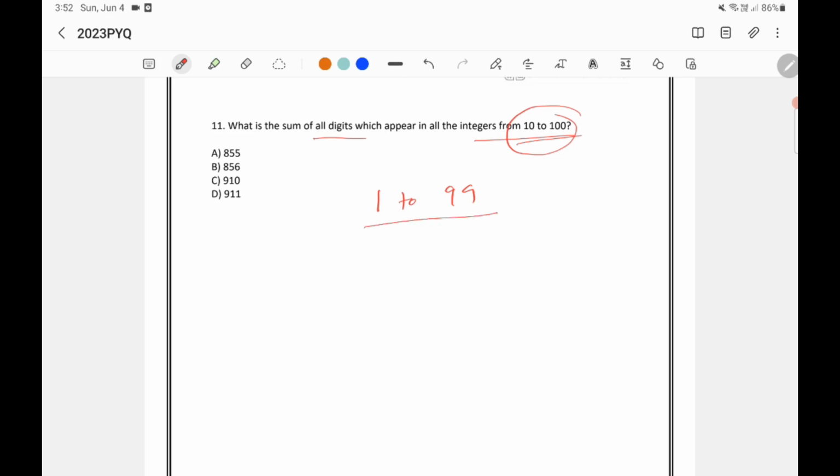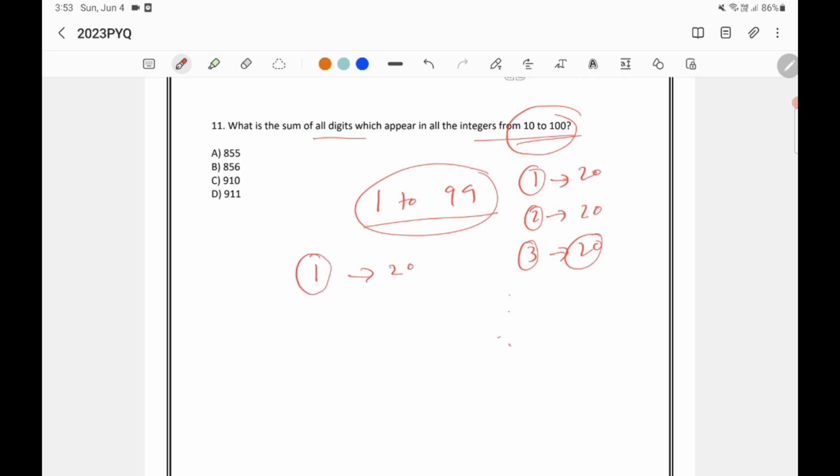In the lecture on number system, I have already told you that from 1 to 99, the digit 1 appears 20 times. Digit 2 appears 20 times. Digit 3 appears 20 times. All these digits will appear 20 times. So it's actually easy for you to calculate the sum. I am calculating 1 to 99 first, and then we will subtract whatever is required. So from 1 to 99, the digit 1 will come 20 times. Digit 2 is coming again 20 times. You can remember this by heart.